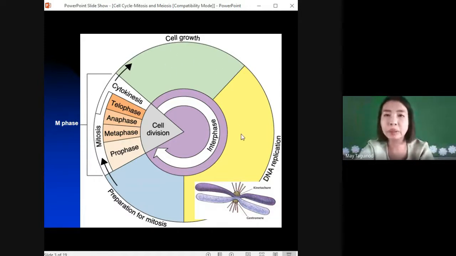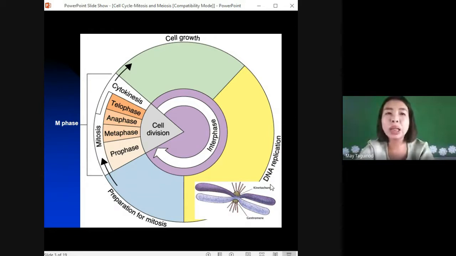Next is the S phase or the synthesis phase. In here, the DNA is replicated because each cell needs a complete and identical set of DNA. The DNA is found on the chromosomes, this structure is a chromosome, and it is located in the nucleus of the cell.